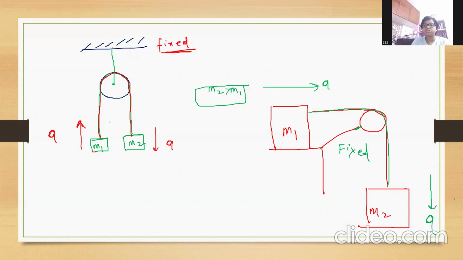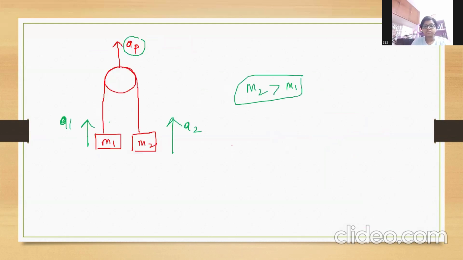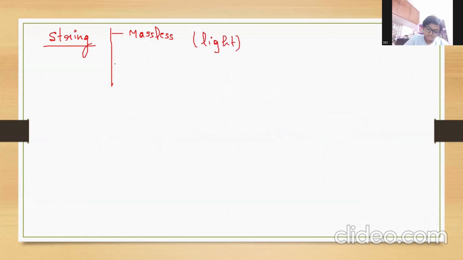Next, one important concept is that the string which we have assumed here is massless. What is the characteristic of the string? A string is massless. First of all, a string is massless. Massless means light. Okay, light string. Second, inextensible.